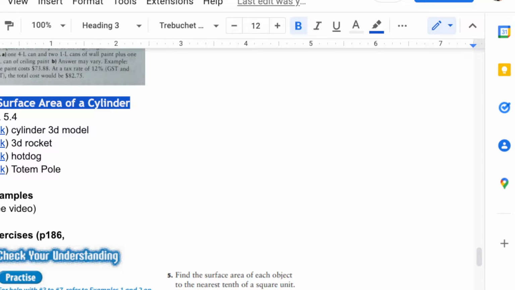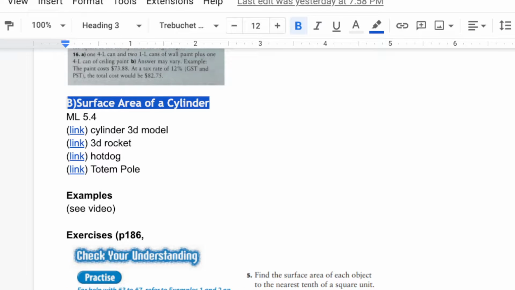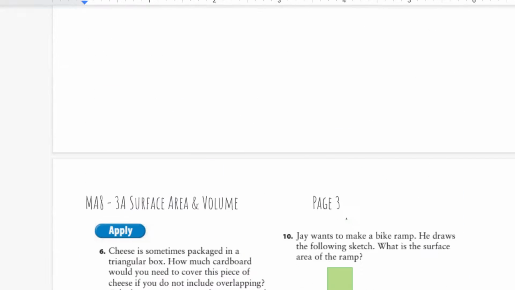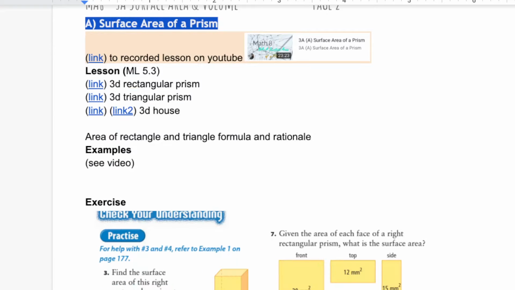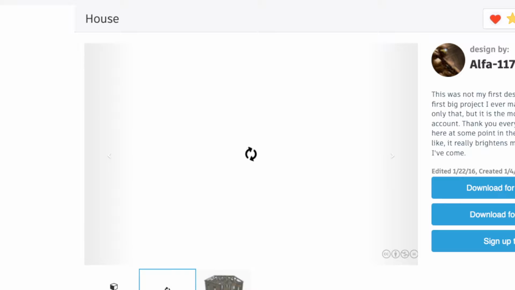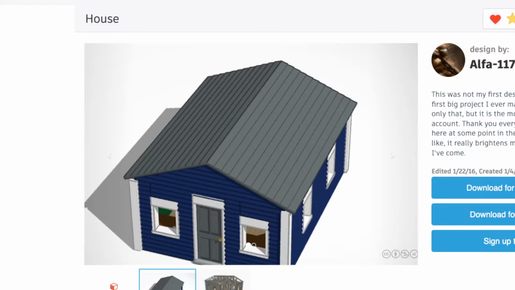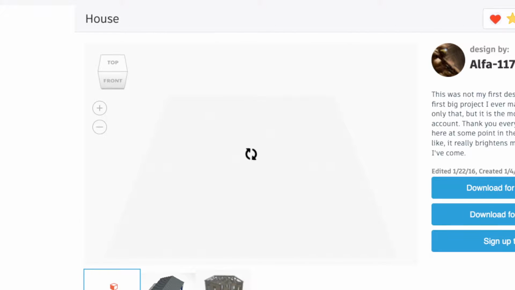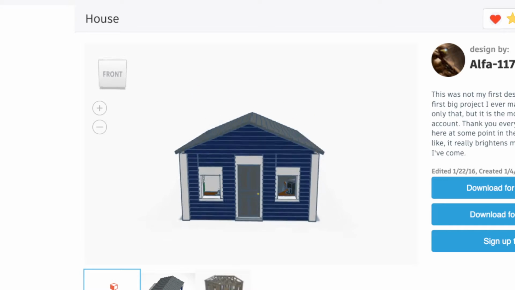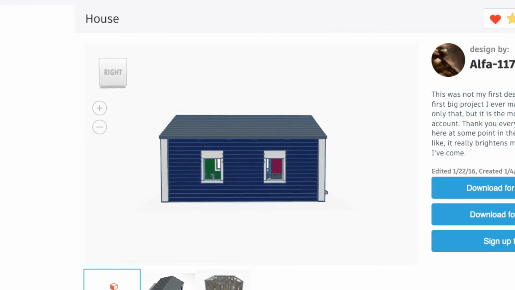So yesterday we learned about the surface area of a prism. So again, to remind you what a prism is. Let's see. So a prism could look something like this. This would be like a combination of a triangular prism and a rectangular prism.